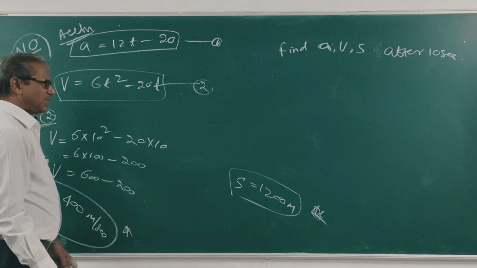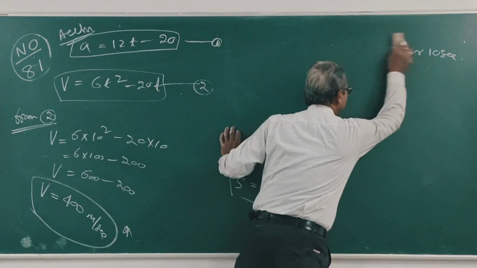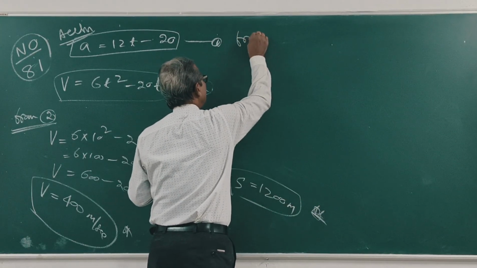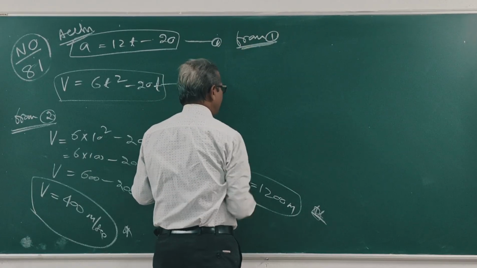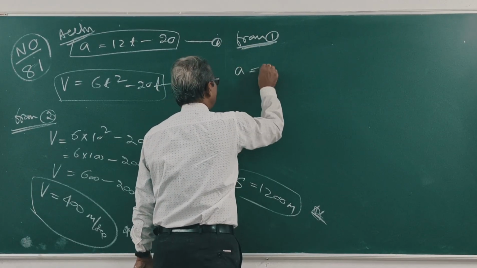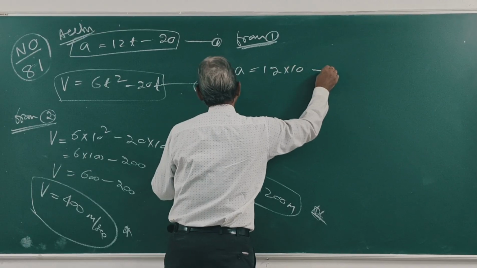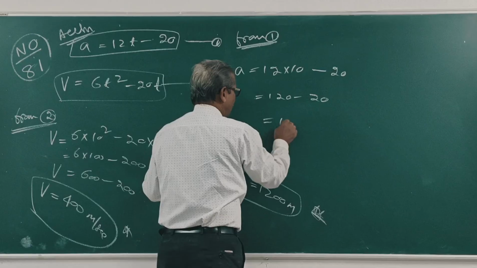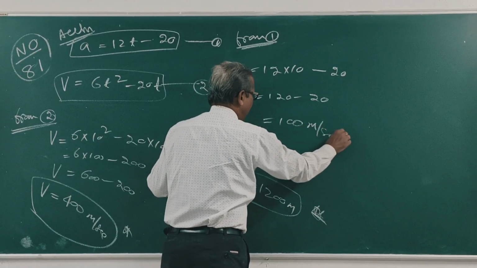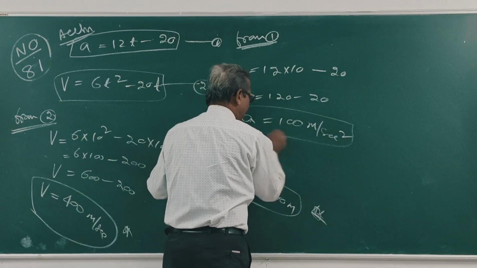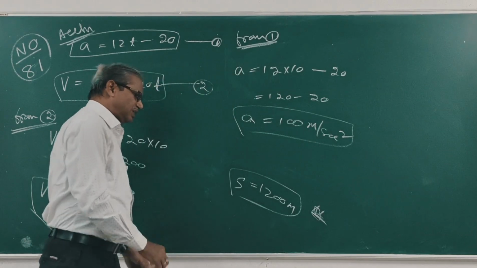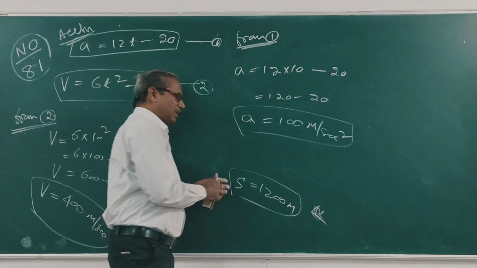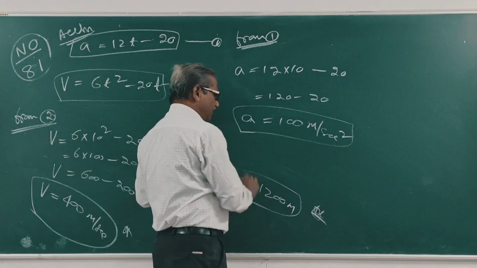Next, acceleration. From equation 1, a is equal to 12 into 10 minus 20, 120 minus 20, 100 meters per second square. Clear? This is displacement, this is velocity, this is acceleration after 10 seconds.